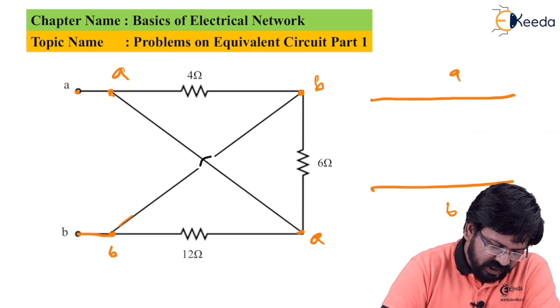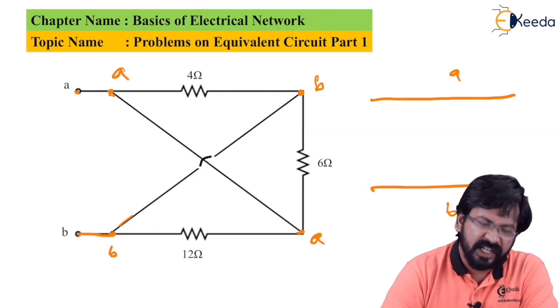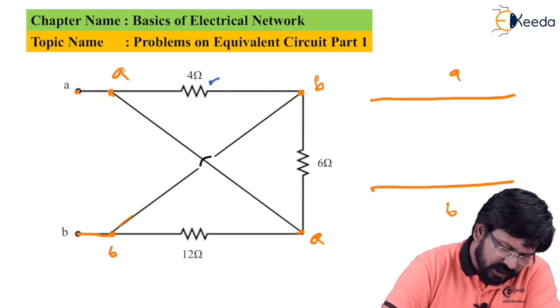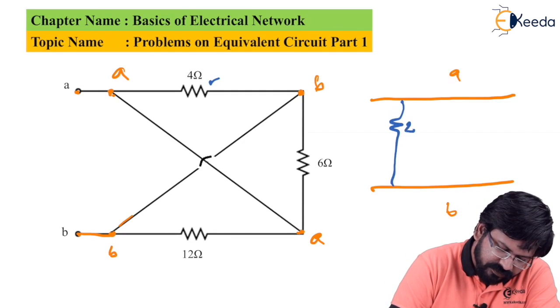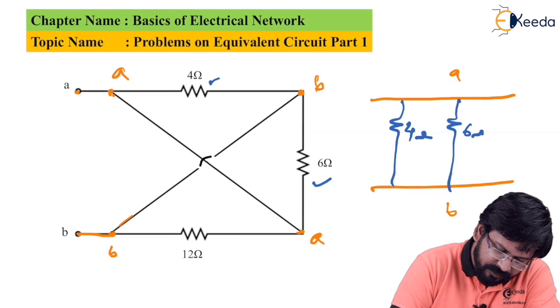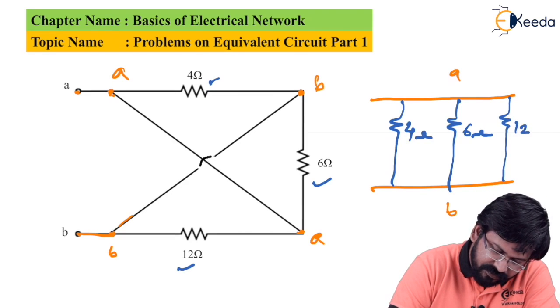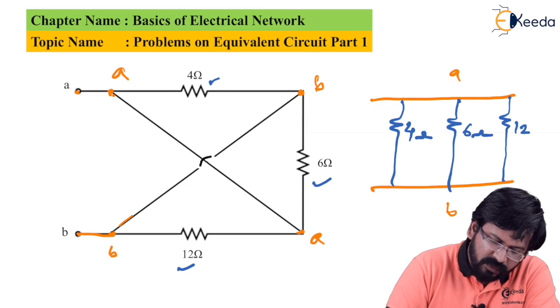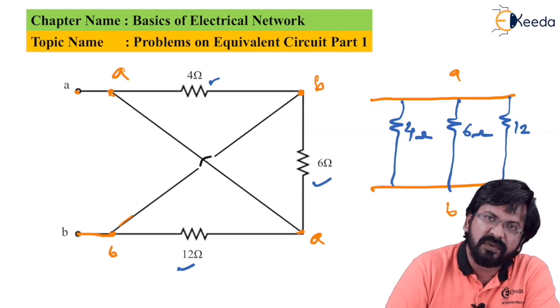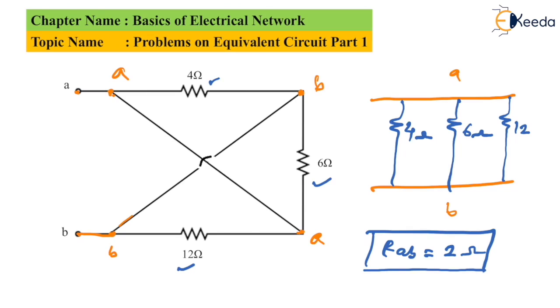So as you can see, every resistor, like in the previous problem, is connected between 2 points only, that is A and B. If you talk about 4 ohms, it is connected between A and B. Then 6 ohms is connected between A and B. And the last 12 ohms is also connected between A and B. So if you take 4 parallel with 6 parallel with 12 combination, you will get 2 ohms as equivalent resistance between A and B. So RAB in this case is simply 2 ohms. With this, now we can start with the next problem.